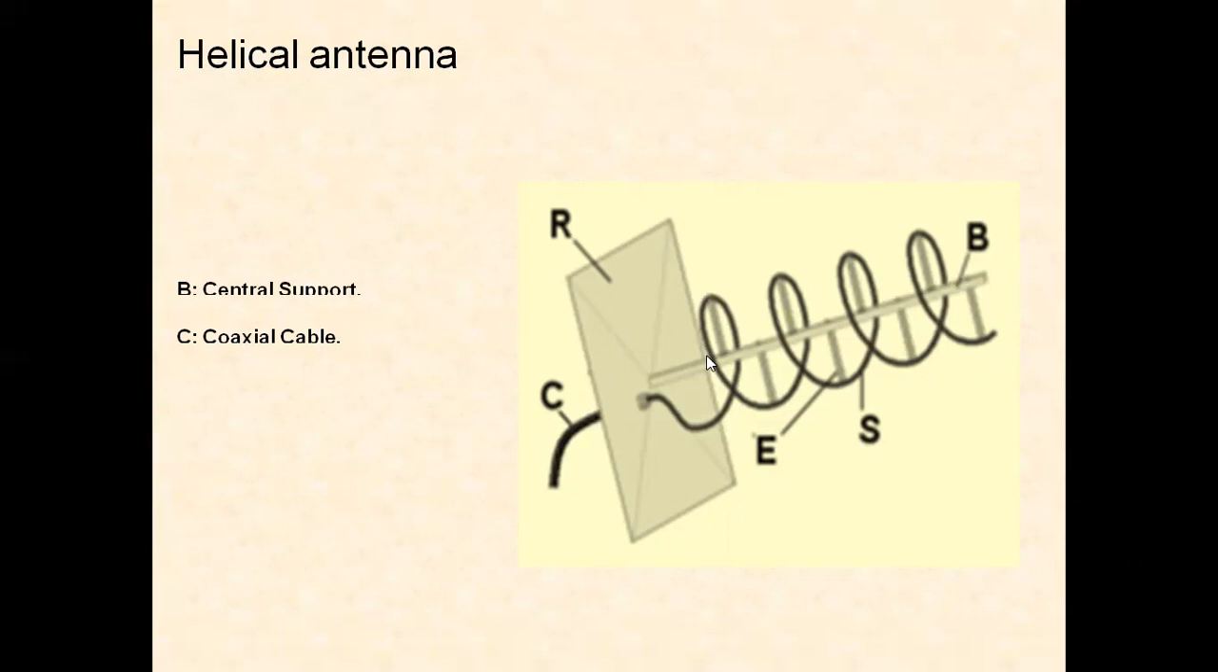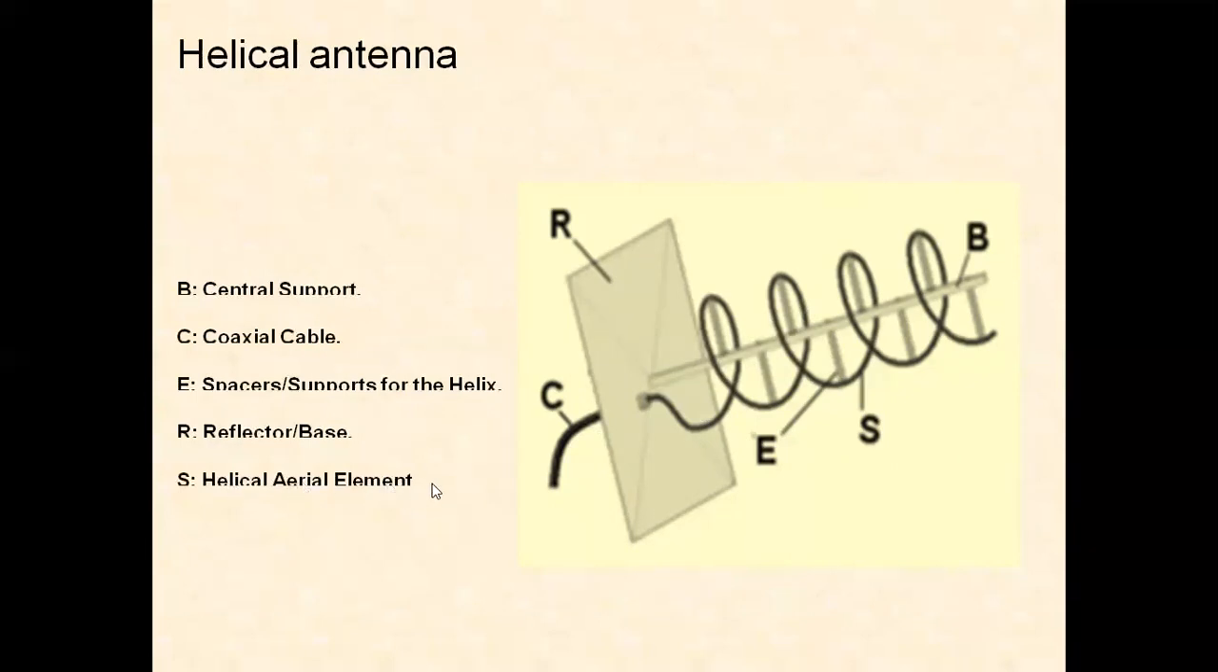This B is the central support. C is the coaxial cable through which the signal is applied. E is the support for the helix. This support is for providing support to the helix. This is the reflector or a base used behind the helical antenna so that the energy goes only in the forward direction. S is the helical aerial antenna, the actual antenna. So constructionally, it is mounted like this.